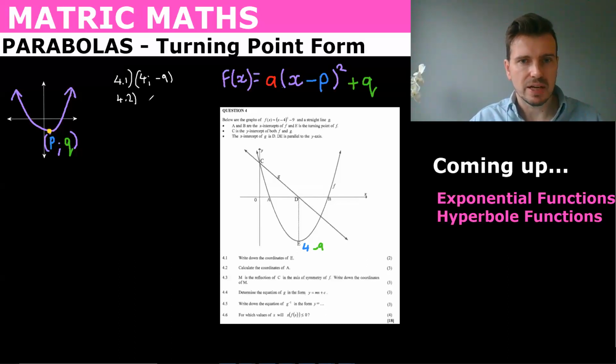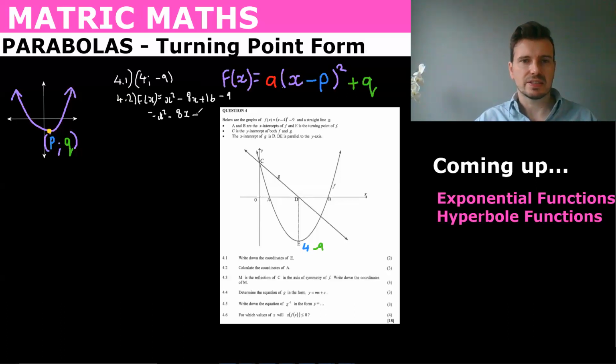So when I times f of x out, I get x squared minus 4 times x is minus 4x, and I double that because it's a square, so that's minus 8x. Minus 4 times minus 4 is plus 16, and then minus 9. And so I get equals x squared minus 8x, and then plus 16 minus 9 is plus 7.